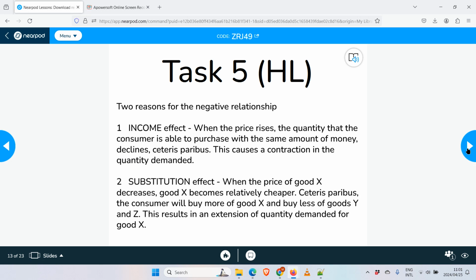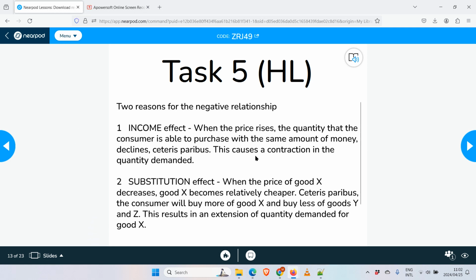Task number 5, we're looking at a higher level type of activity. What are some of the reasons for this negative relationship? In the previous activity, the students will have realized that there is a negative relationship between price and quantity demanded. Two of these reasons are the income effect and the substitution effect.